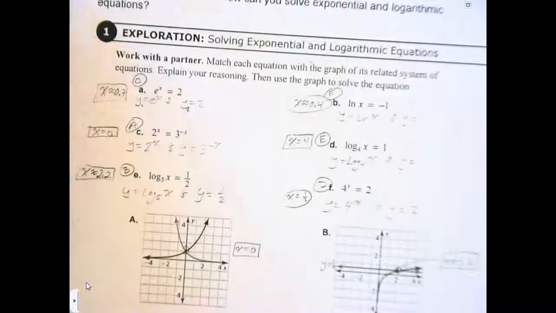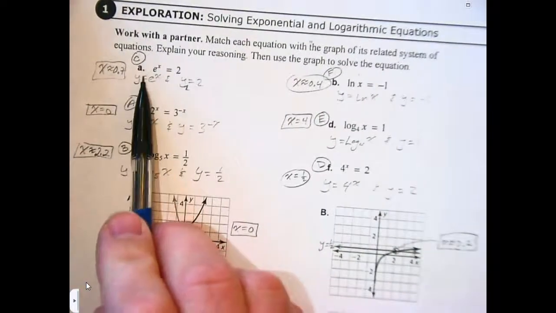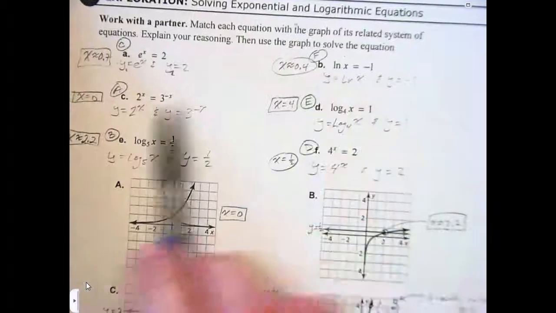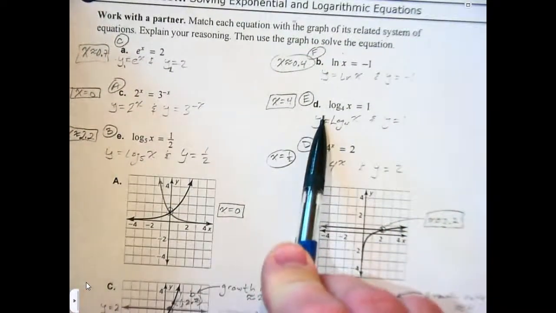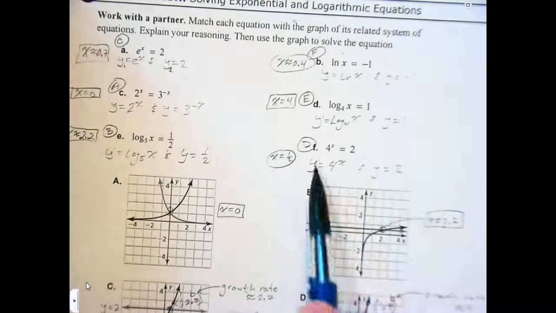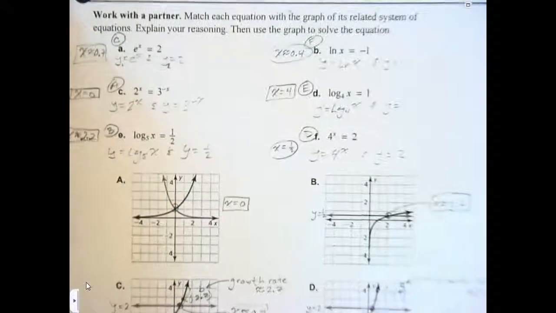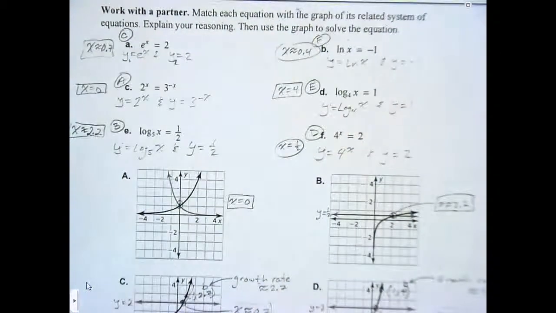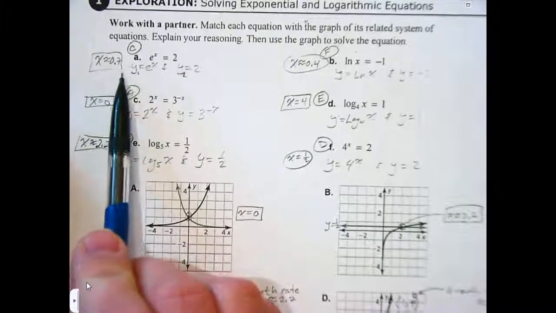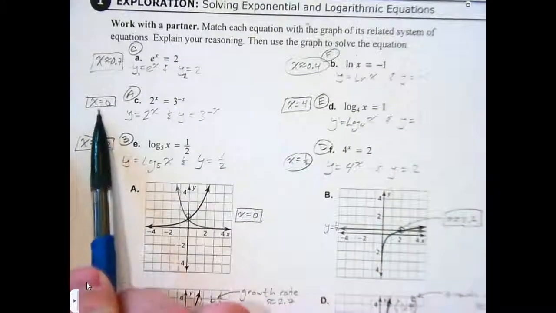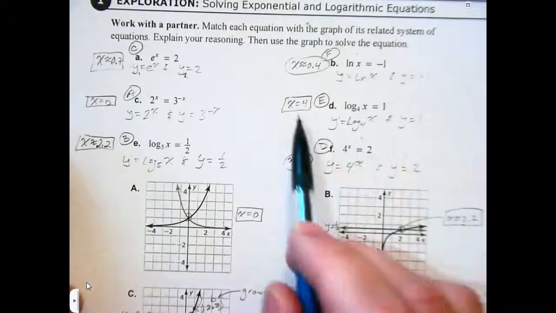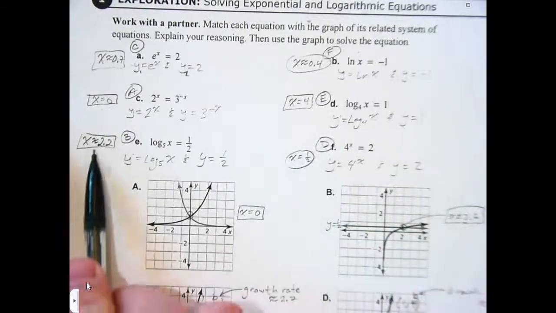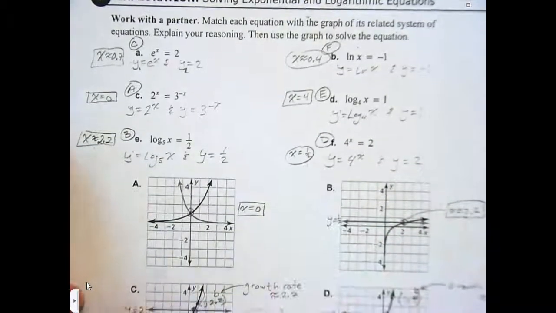Okay. So I've got A goes with C, B goes with F, C goes with A, D goes with E, E goes with B, and F goes with D. You get x equals 0.7 for A, 0.4 for B, 0 for C, 4 for E or D, 2.2, and 1/2. It's where those lines intersect.